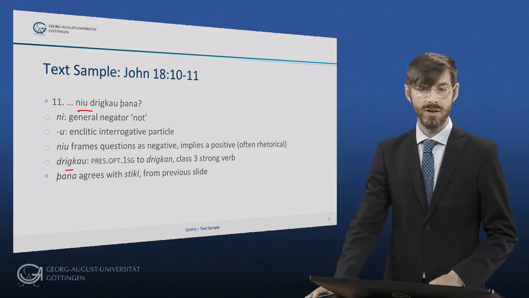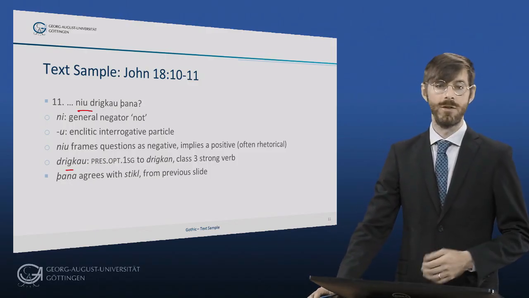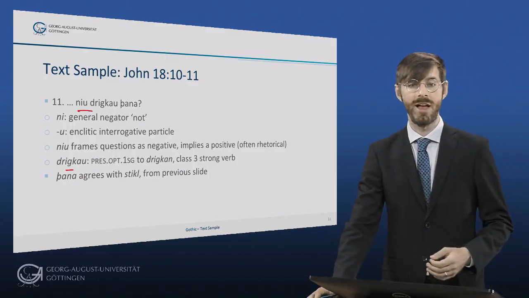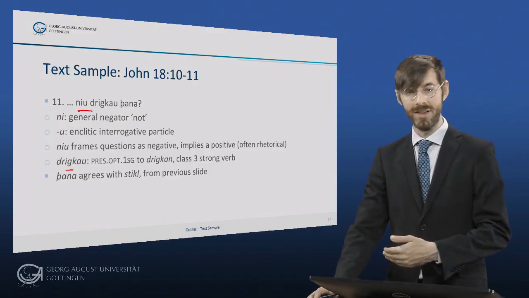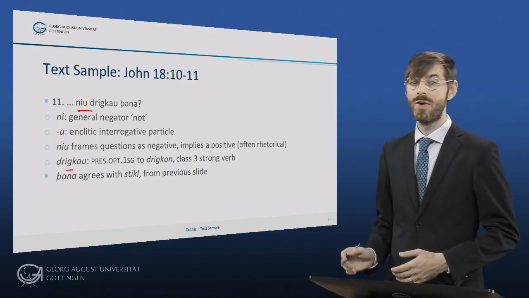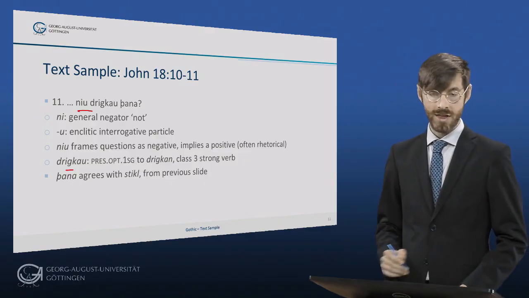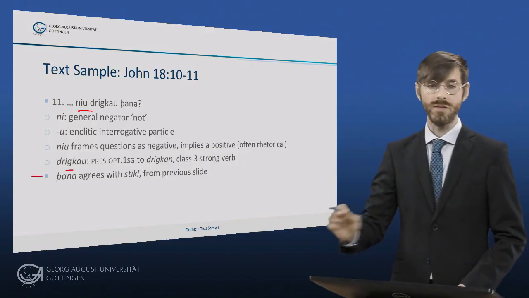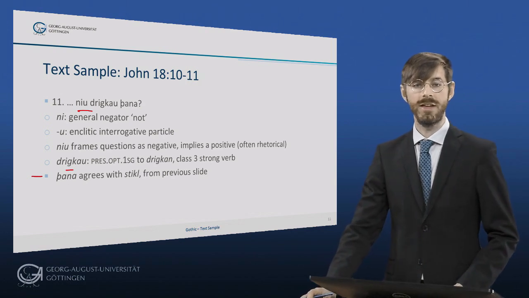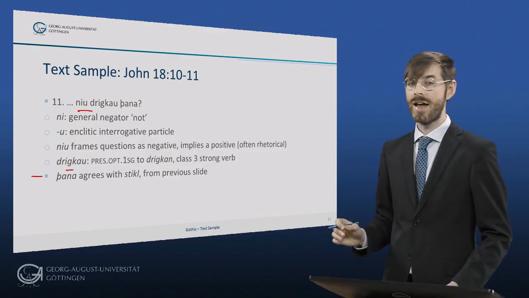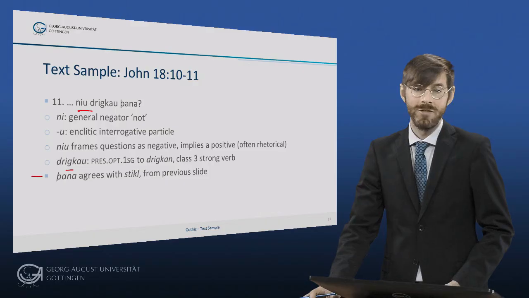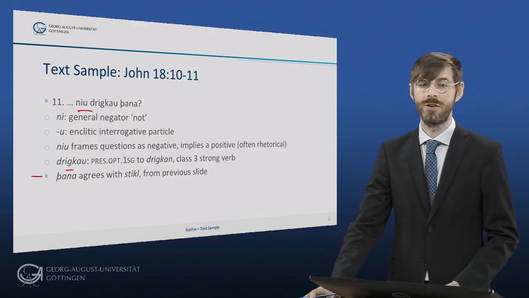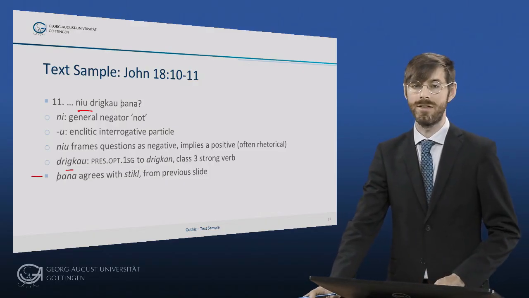The direct object of drigkau is stikl, the cup, which has been topicalized and therefore placed at the start of the clause and then modified by a relative clause. Here we have a resumptive demonstrative, thana, agreeing with stikl in case, number, and gender, which is placed following the verb, as is more usual for direct objects. This might well all be native Gothic, but in this case the entire construction follows the Greek so closely that it's hard to tell.